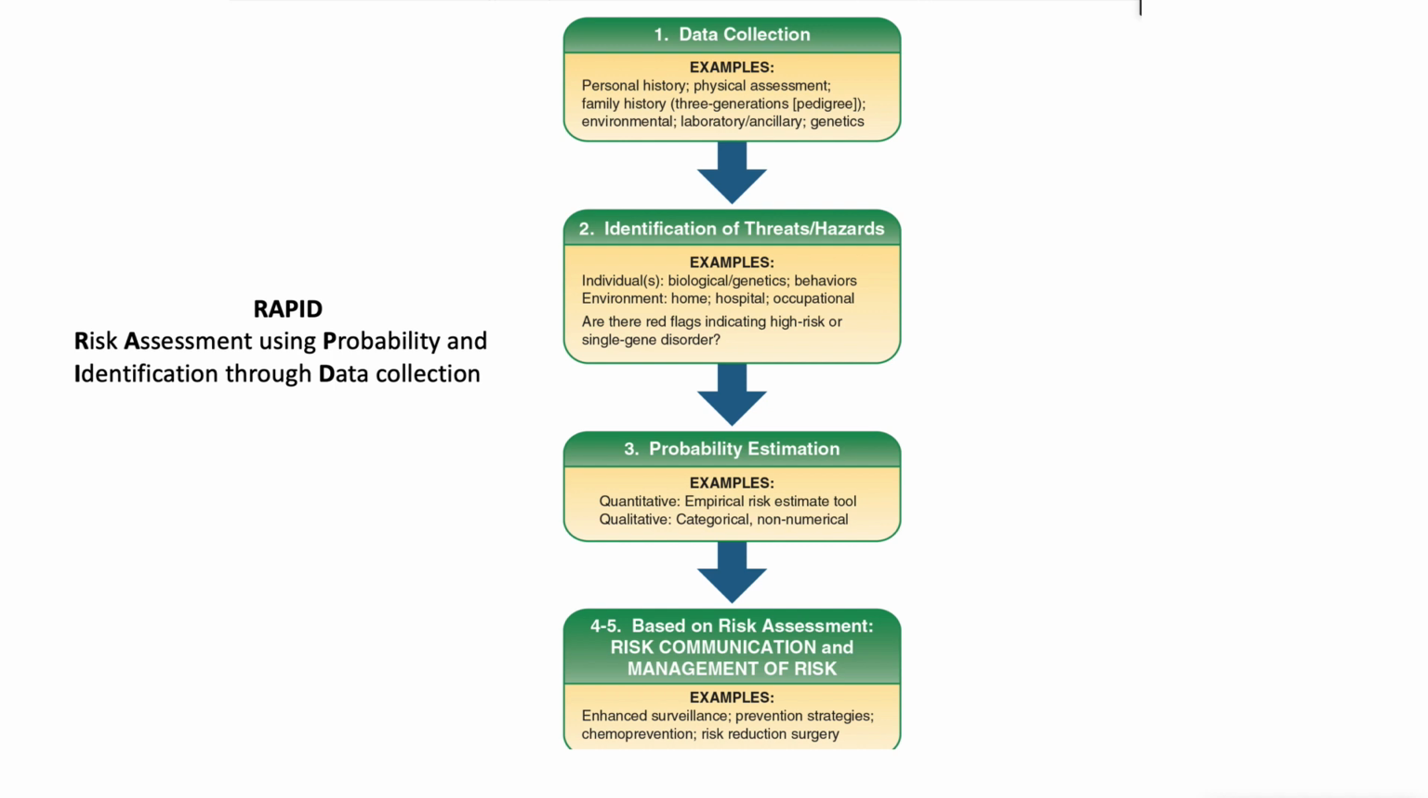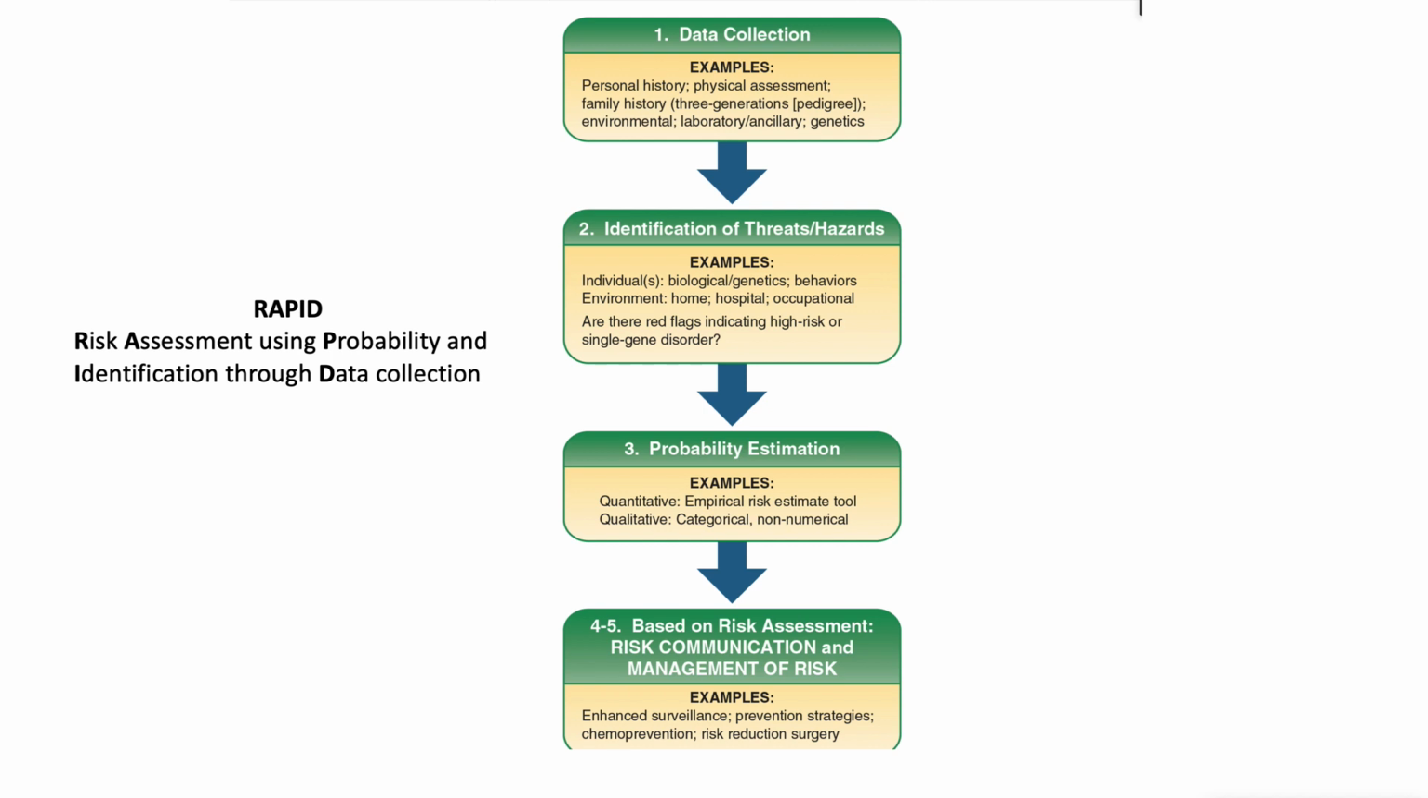2 is identifying threats and hazards. For example, has the individual been involved in biological or genetics threats or behaviors? Do they have those? Is there threats coming from the home environment, the hospital or occupational environments? And are there any red flags indicating high risk or a single gene disorder?